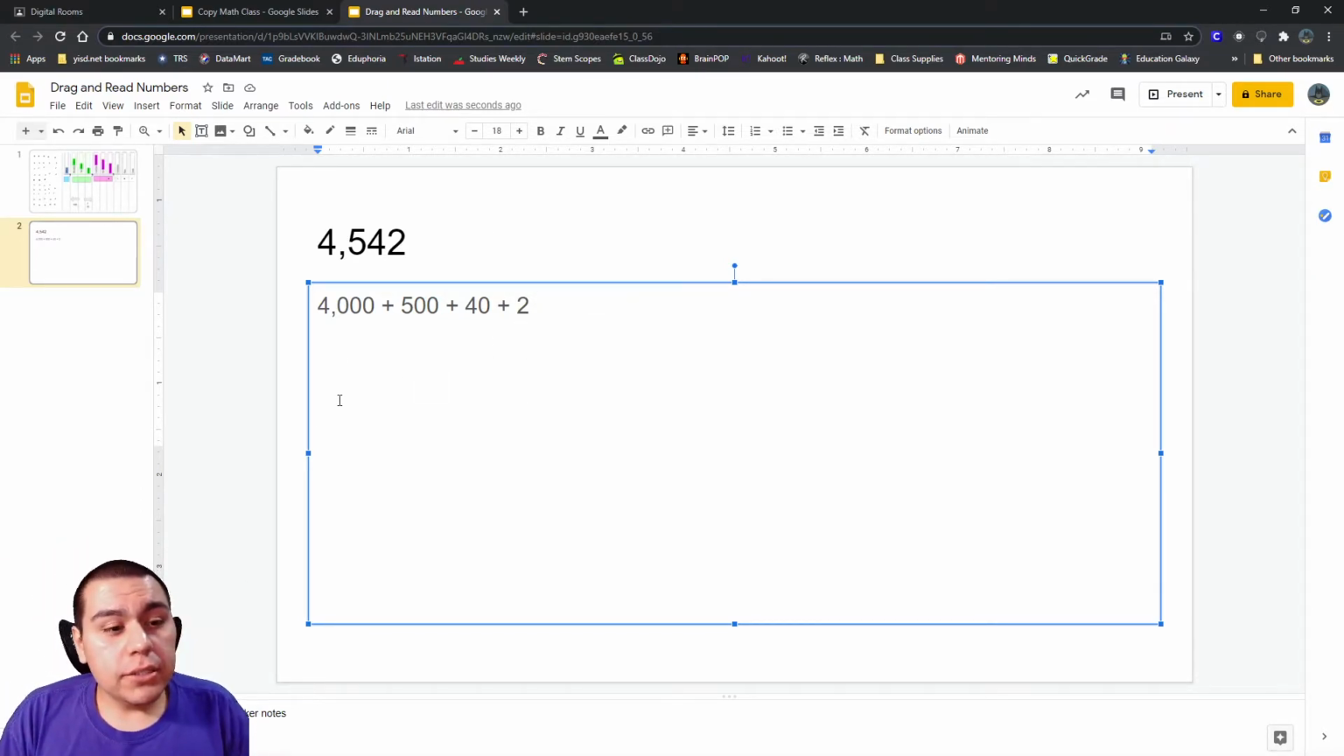So expanded notation is like expanded form. It just looks a little bit different. Instead of putting 4,000, what you would do is put 4 times 1,000. Expanded notation shows people that there is a 4, and what place value is our 4 in? It's in the 1,000s place.